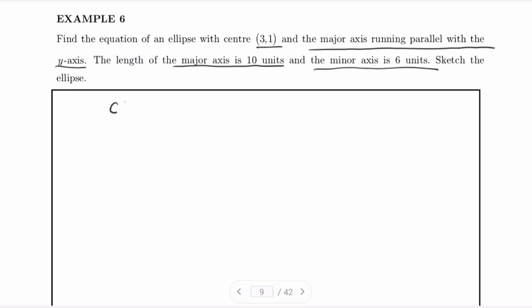Okay, so the center is (3, 1) and the major axis is running parallel with the y-axis. So this is your y-axis. If the major axis is running parallel to the y-axis, your ellipse will look something like this. And if the shape is like this, we know that our B is greater than A.